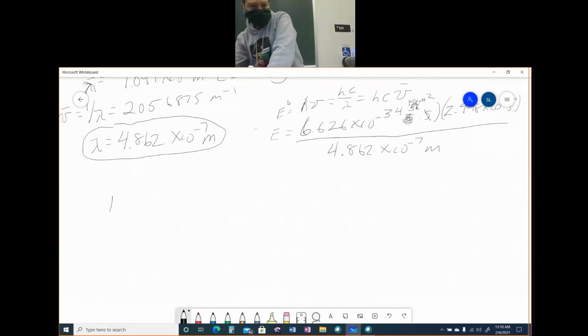All right, so when we do a unit check, E is equal to h nu, hc over lambda. Joules times seconds, meters per second, meters.